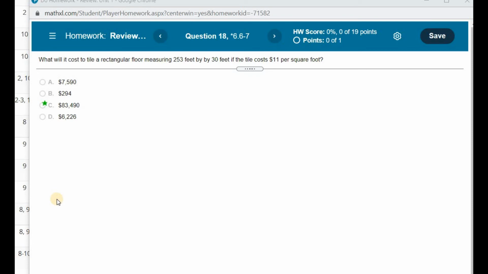So I think this is more realistic if you think about this as tiling the floor of a museum or some type of art gallery. And you can see that my answer here is $83,000. So this is not realistic when you would consider the room being in a house, because your total area here is over 7,500 square feet, and that's not a reasonable measurement for most of the houses that we are familiar with. So just know that on this particular problem, your answer may not be reasonable.